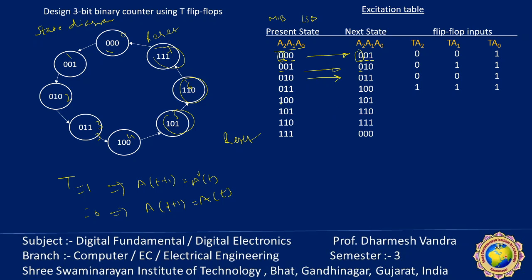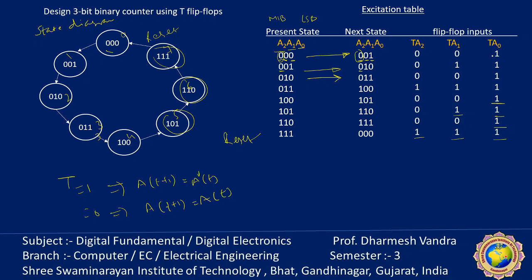Here 1, 0, 1: first bit remains the same, second bit remains the same, last bit is toggle, so last bit is only 1. First bit remains same, second bit is toggle, third bit is toggle, so second and third bits are toggle. First bit remains same, second bit remains same, last bit is only toggle. While here 1, 1, 0 to 0, 0, all three outputs of the flip flops are toggle.